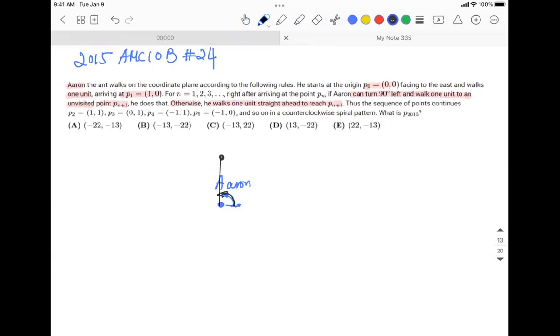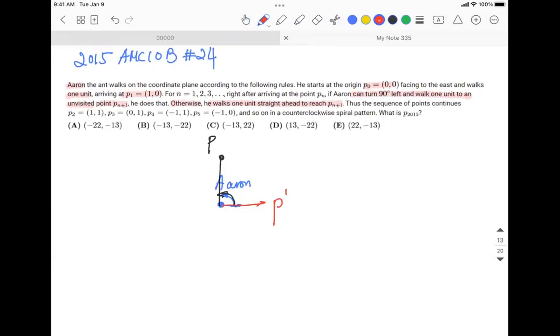He's going to do this. Or if this black point, let's say P, he has already visited, right? So he won't be able to do that. He would just directly move forward because for now he's facing to the right, right? You just move forward 1 step to reach another point, P1 prime.